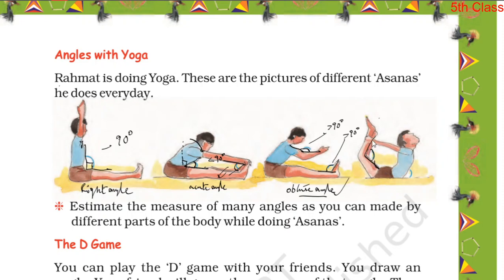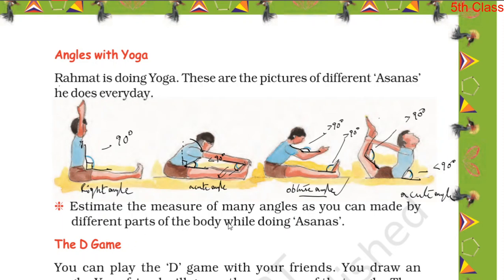What is the angle made at this point? This is also obtuse, greater than 90 degrees. And if you observe this one, what is the angle made at this point? This is less than 90 degrees. This is an acute angle.